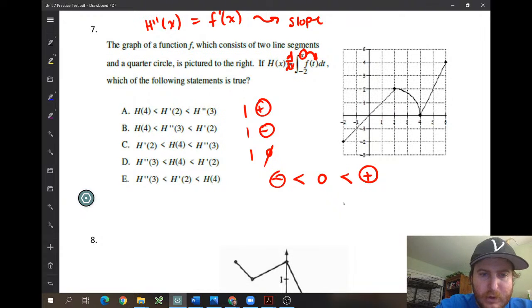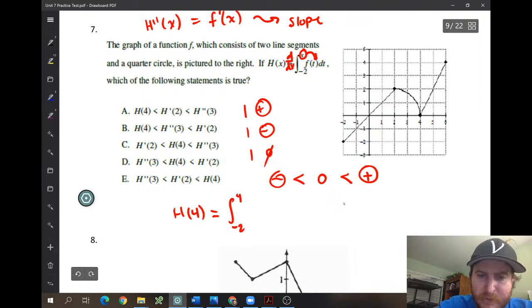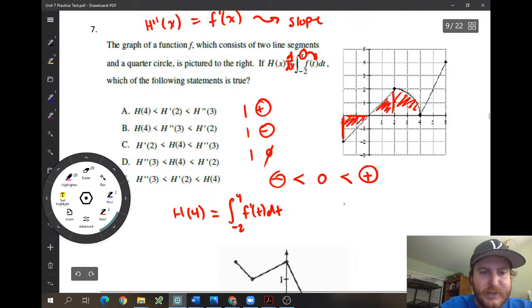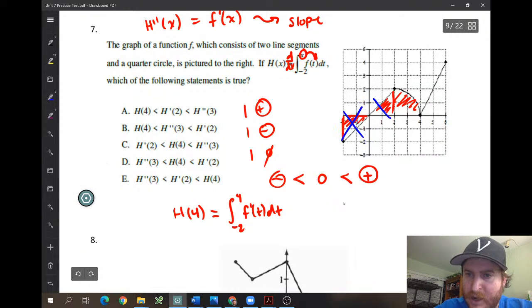So h of 4, I don't care what it is, I just care is it positive, negative, or 0. If I plug that into the equation, from negative 2 to 4 of f of t dt, that's the area under the curve starting at negative 2 going to 4. So that negative area, then this positive area, and then this positive area. Well, we can see those should cancel out, and that's positive. So h of 4 is positive, right? So I could write on here h of 4 is positive.